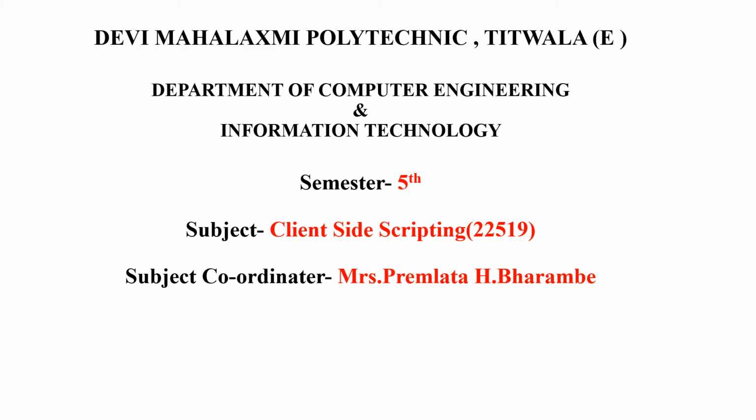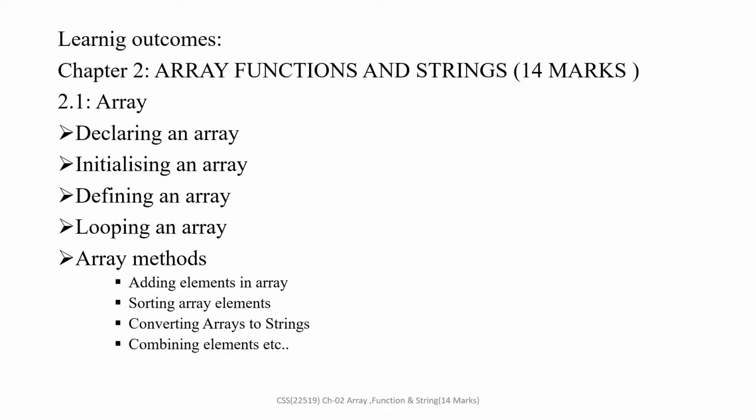We are studying the CSS subject, that is client side scripting, and the subject code is 22519. In the previous videos, we have learned about the basic JavaScript programming. Now we will move on to our second chapter, that is array, functions and strings. The weightage of marks for this chapter is 14 marks.